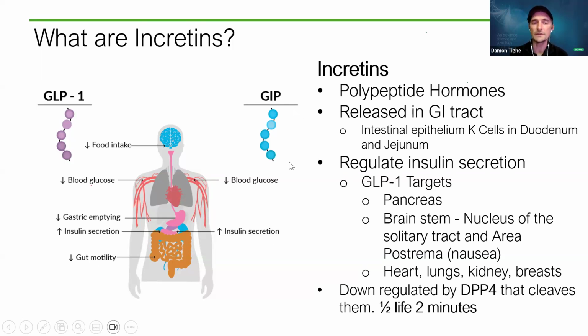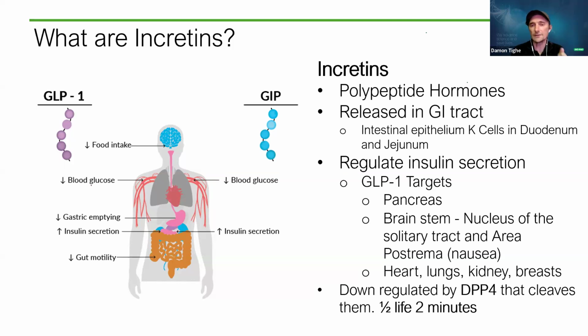And then GIP, on the other hand, also brings down glucose and increases insulin secretion, but doesn't seem to have as many targets in other tissues as GLP-1. GLP-1 definitely seems to have the largest effect between these two incretins. Both of these are polypeptide hormones. They're released in the GI tract, and specifically, they're released in K cells in the duodenum and jejunum.